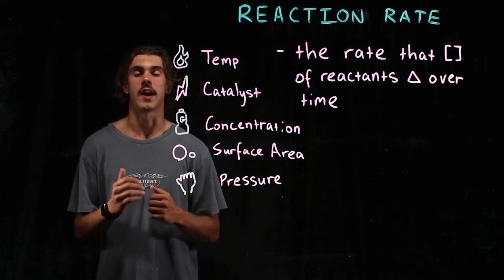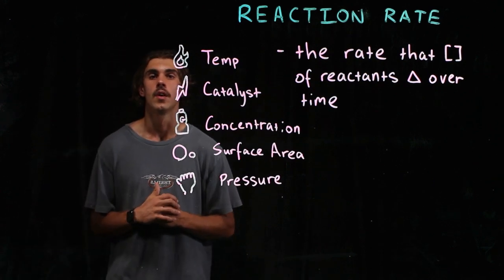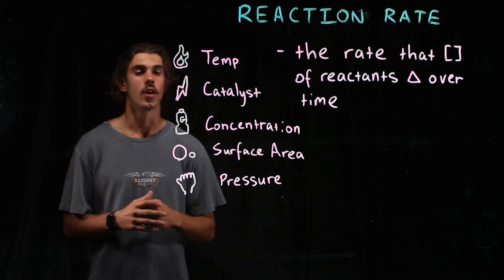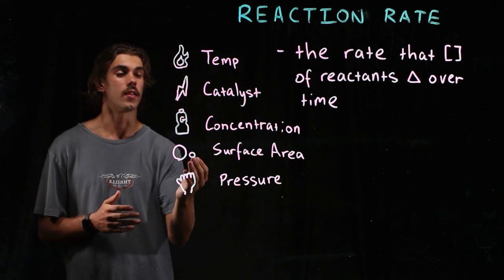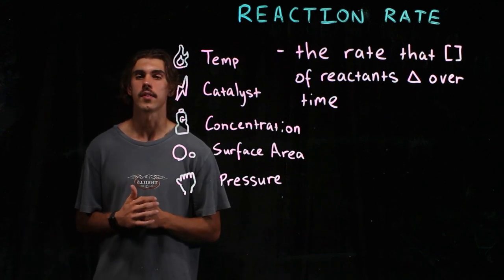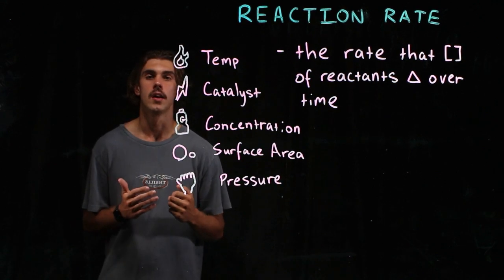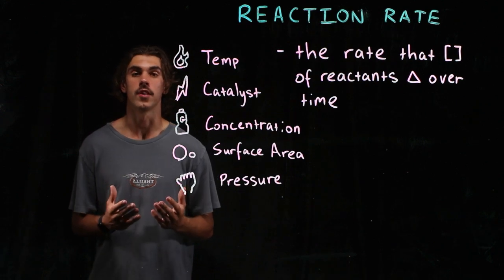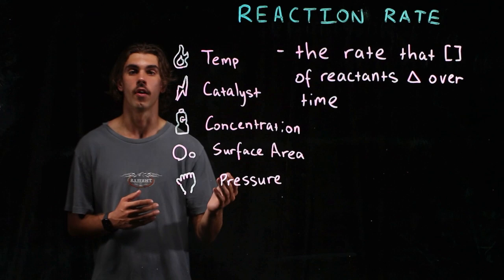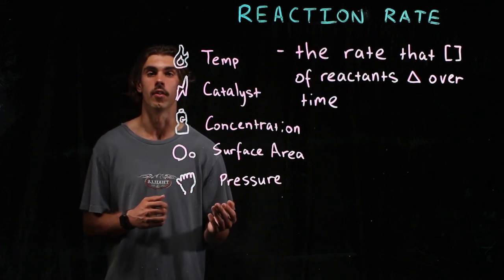Different things can affect reaction rates. Temperature, catalysts, the concentration, the surface area, or the pressure. So have a stop now. Pause the video and think of some ways in real life that you might have seen any of these affect the rate at which something occurred in real life.